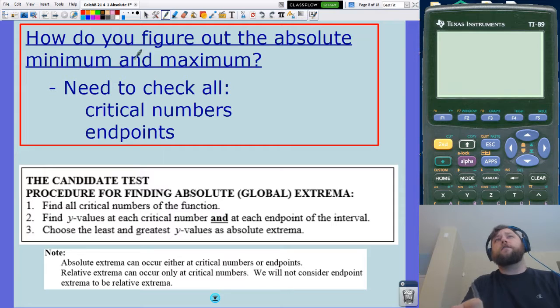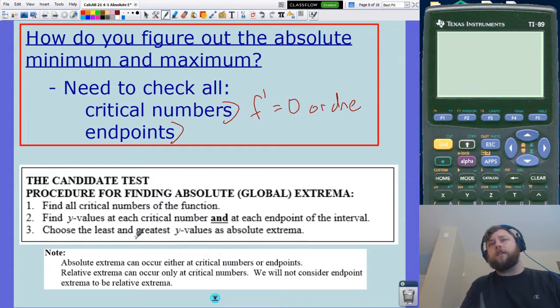So how do you figure out the absolute max and minimum? We have to check a few things. And you need to check all the critical numbers and the endpoints. So we're going to try to find absolute max and min this lesson. So you got to figure out where the endpoints are, if there are endpoints, usually there are, and then figure out the critical numbers. Again, critical numbers are when the f prime, the derivative, equals 0 or it does not exist. And here's the test for this. So you find all critical numbers, find the y values, and choose the biggest and smallest y values.